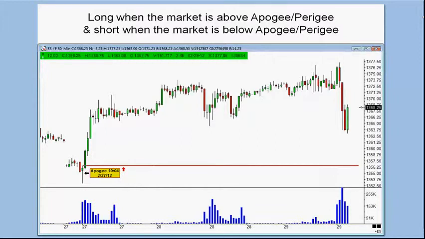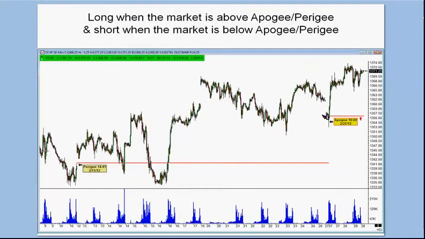I've only laid this over on the ES Mini, have not laid this over on either the Russell or the NASDAQ, but it is working really well. And just quickly going back to take a look at the last, let me see here. Let me come here. So this is February 20th. Yeah, so this is the February 27th.